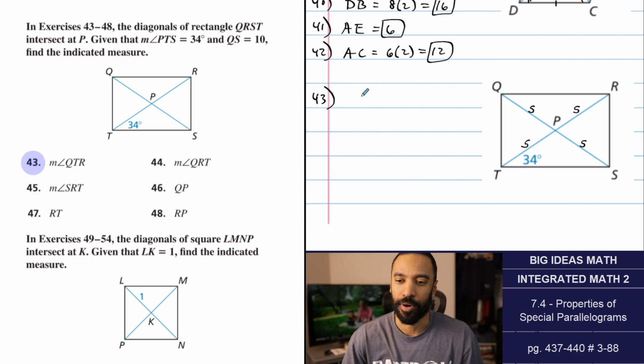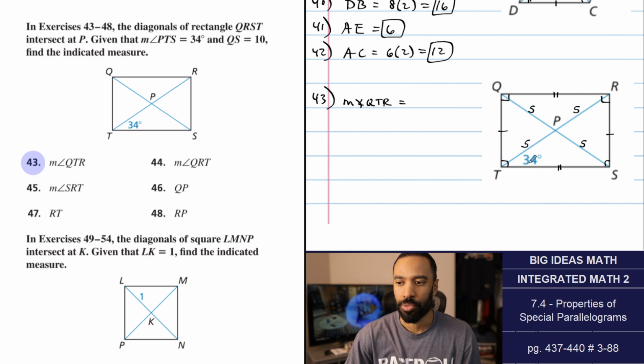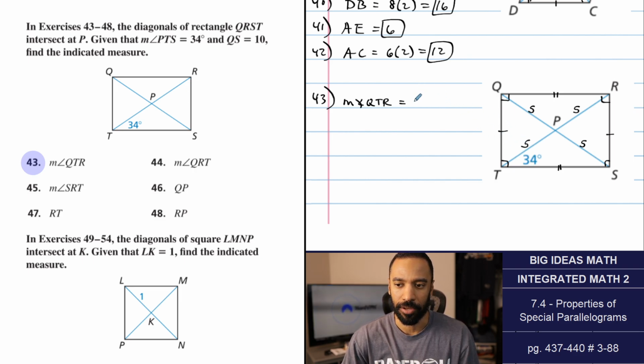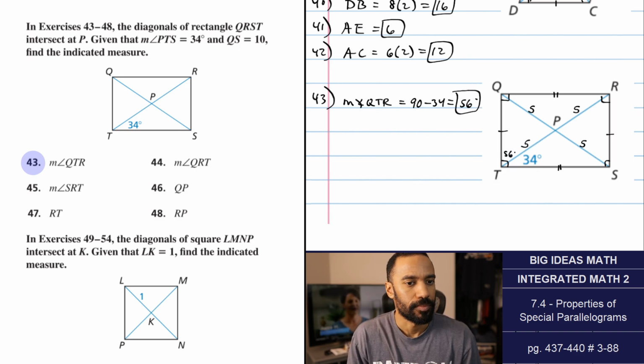Number 43, measure of angle QTR. Now, I also didn't, I'm going to do more. Congruent, congruent, right angles. And those things are 5. Okay, measure of angle QTR. So 34 is one of 2 complementary angles for that right angle there. So 90 minus 34 will give me this guy. That's 56 degrees. And I'm going to write that right there. So number 43, boom.